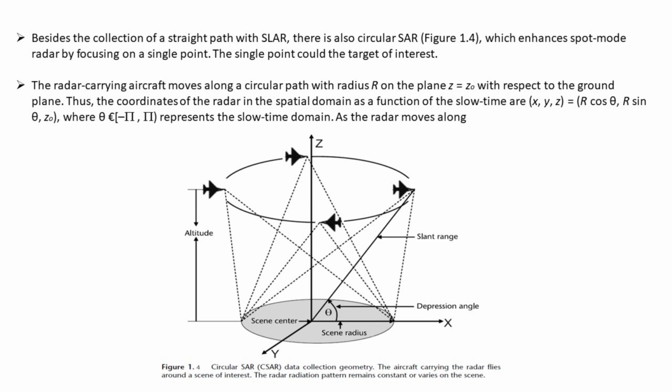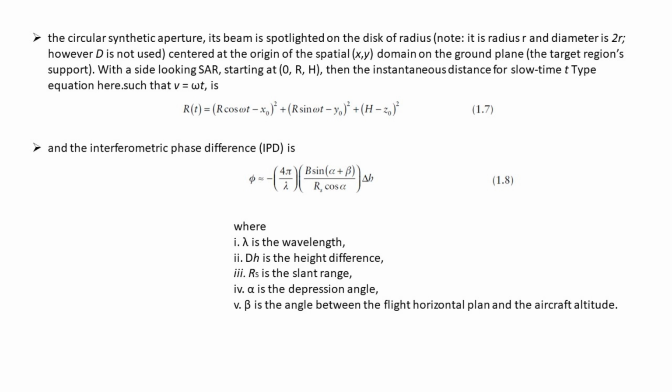Thus, the coordinates of the radar in the spatial domain as a function of the slow time are (x, y, z) = (r cos theta, r sin theta, z0), where theta belongs to [-pi, pi] and represents the slow time domain. As the radar moves along the circular synthetic aperture, its beam is spotlighted on the disk of radius r, centered at the origin of the spatial (x, y) domain on the ground plane, the target region's support.